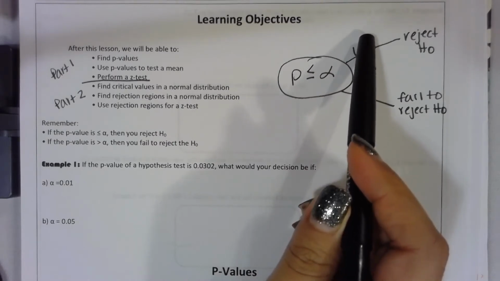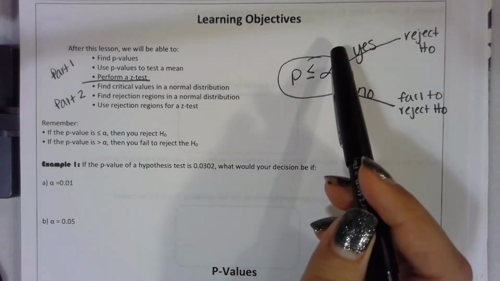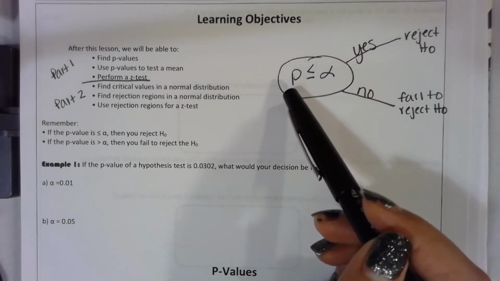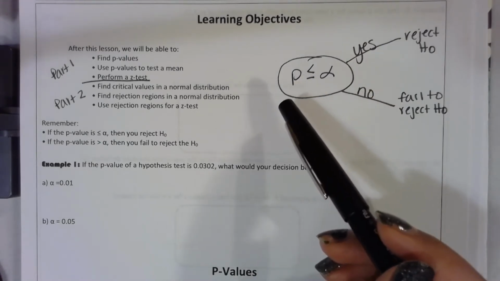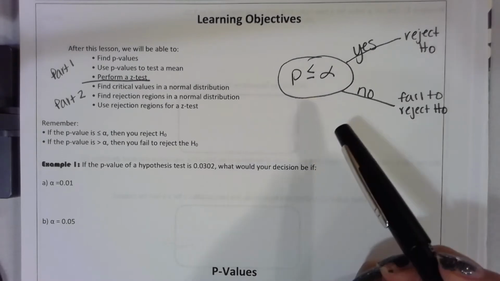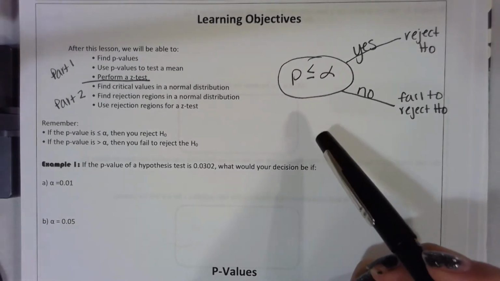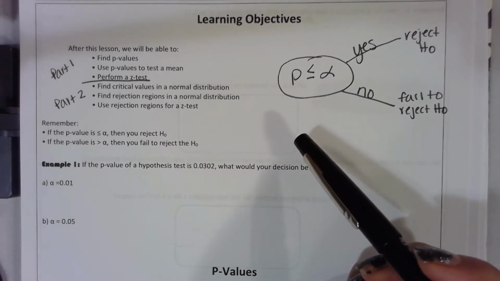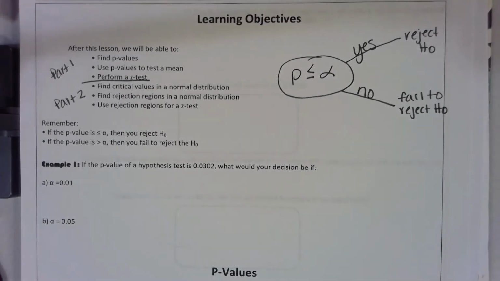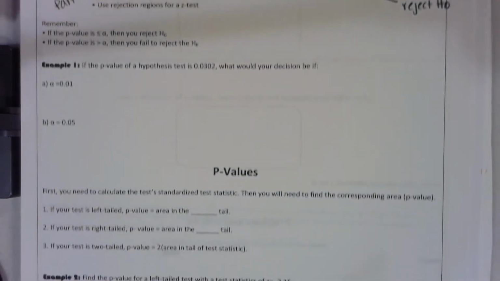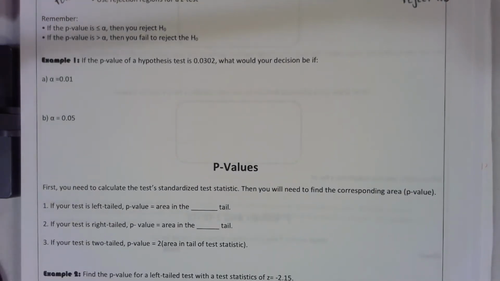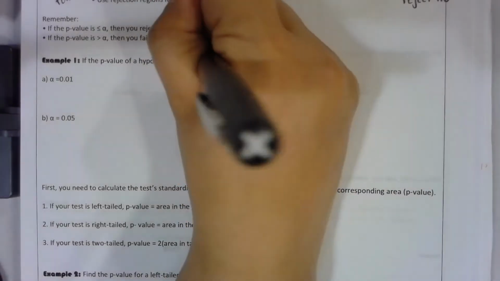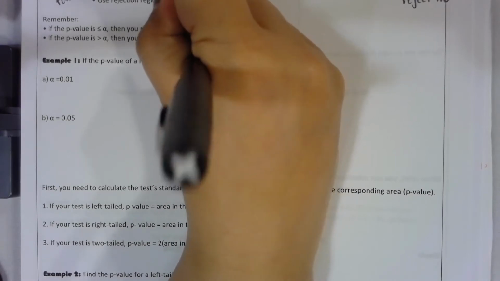Alright, simple examples to start off with. If the p-value of a hypothesis test is 0.0302, what would your decision be? Remember, this is your question to be asked. If your significance level is 0.01 and your p-value is 0.0302, the question is: is 0.0302 less than or equal to 0.01?